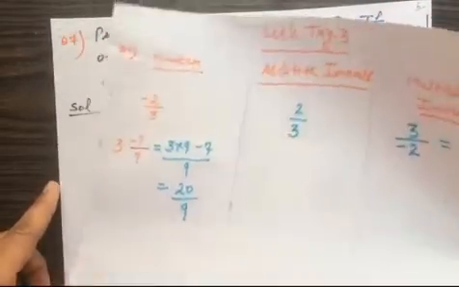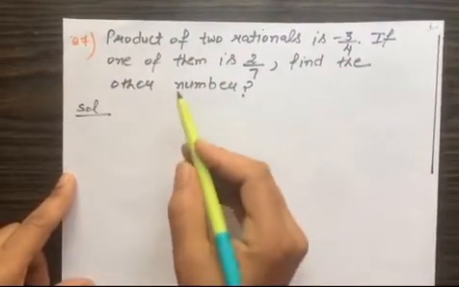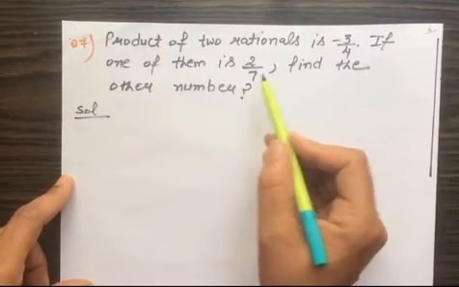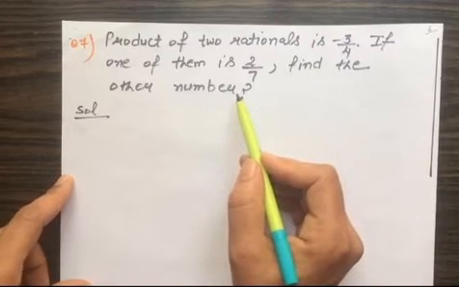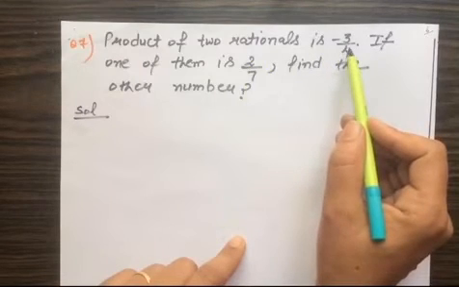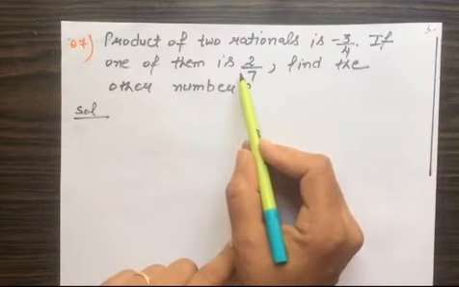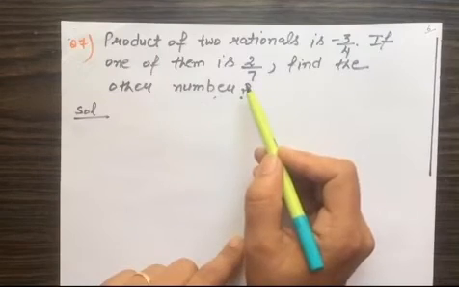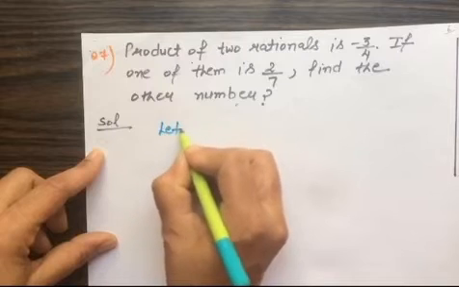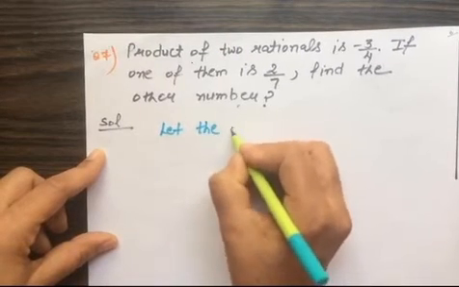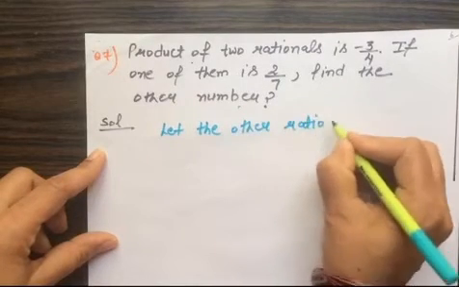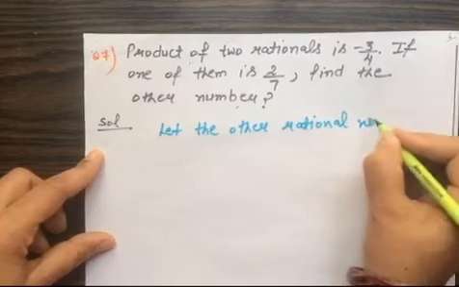Let's take another example. The product of two rational numbers is -3/4. If one of them is 2/7, find the other number. What you have to do in this question? The product of two rational numbers is given and one of the numbers is also given, and you have to find the other number. So let the other rational number be x.